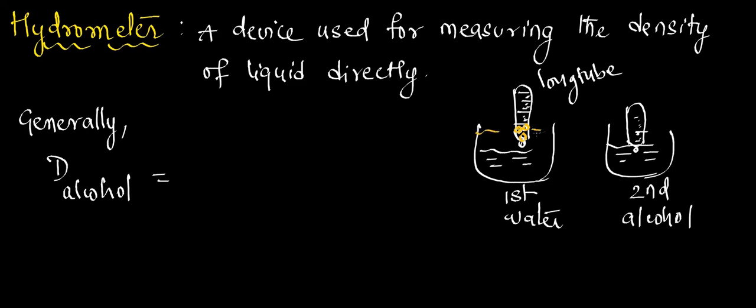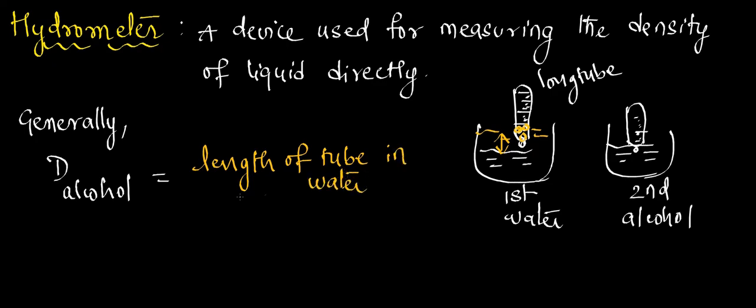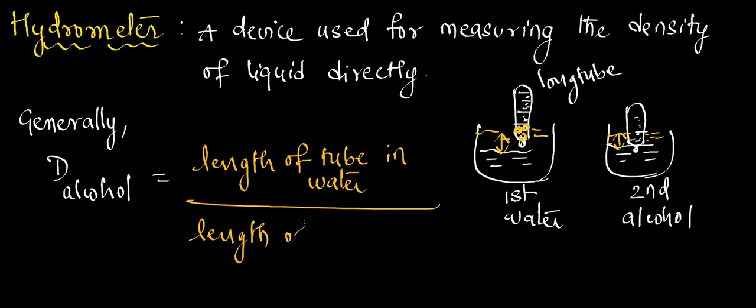So when the tube is inside, they just measure how much tube length is inside the water. That will be taken as the length of tube in water. Same thing, when they dip into alcohol, some part of the tube will be inside alcohol and some part will be outside. They just take the length which is inside the alcohol, the length of tube in alcohol. So this is how they used to find, Gautam, the densities of a substance with comparison to water.